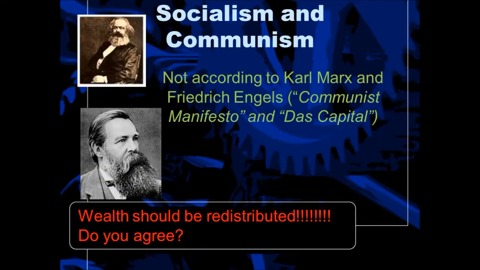Let's take a look at socialism. Socialism and communism are very closely related. Socialism actually comes first. Karl Marx and Friedrich Engels are the ones that changed it just a little bit to create something called communism. And communism and socialism both say that you should not have this market competition because it leads to this inequality, that wealth should be redistributed so that everybody is equal.